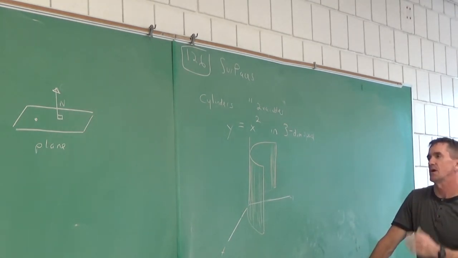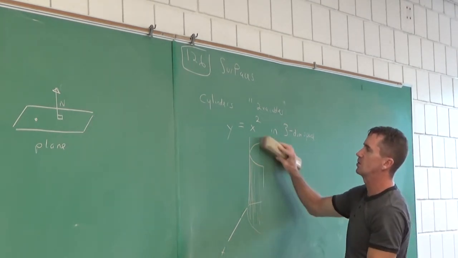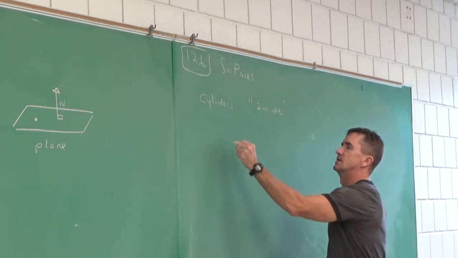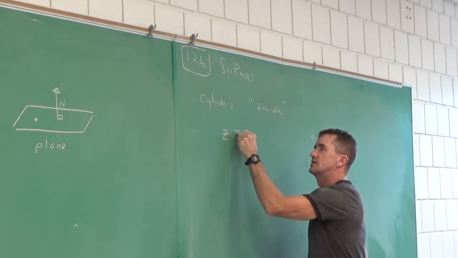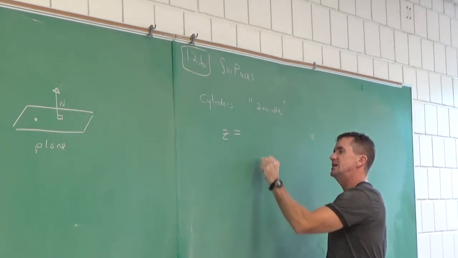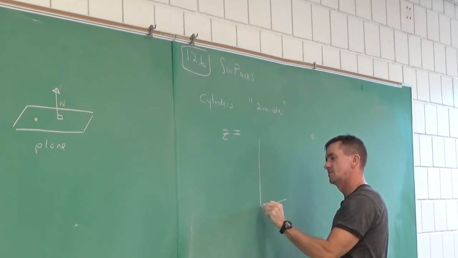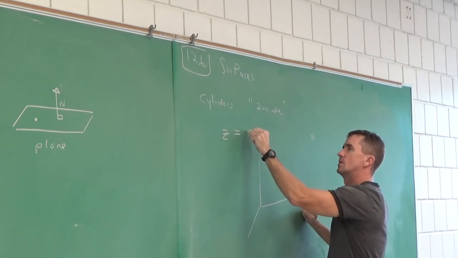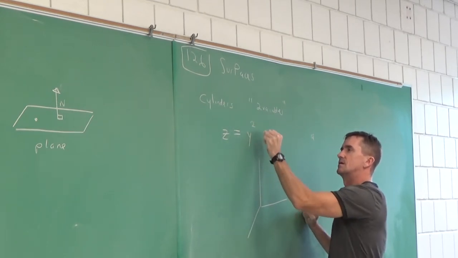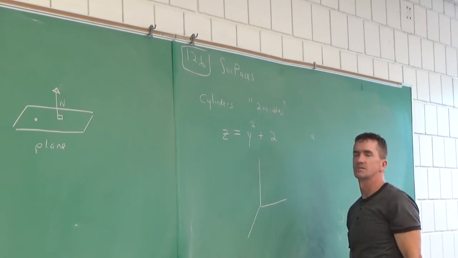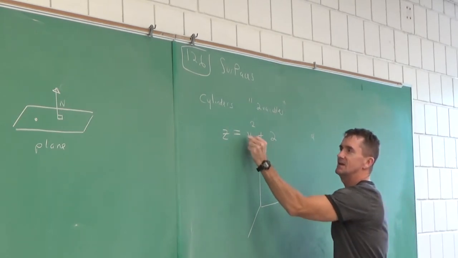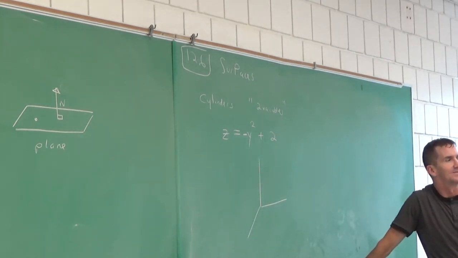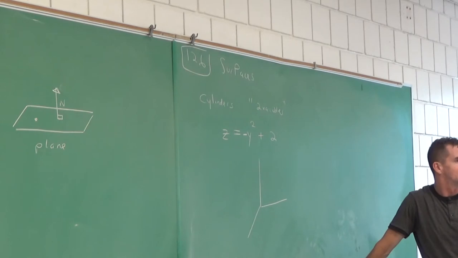Cool. All right, so that's a parabolic cylinder. So we got cylinders, but hey, one more. How about z equals... Oh, wait, let me do one more thing. Negative. Z equals negative y squared plus 2.